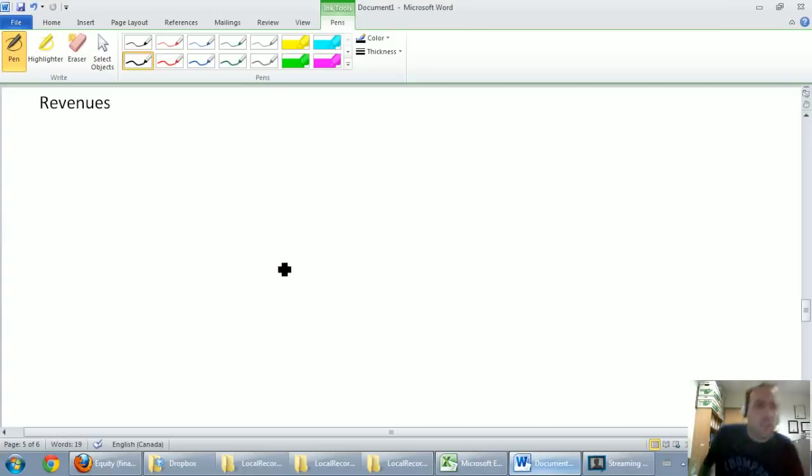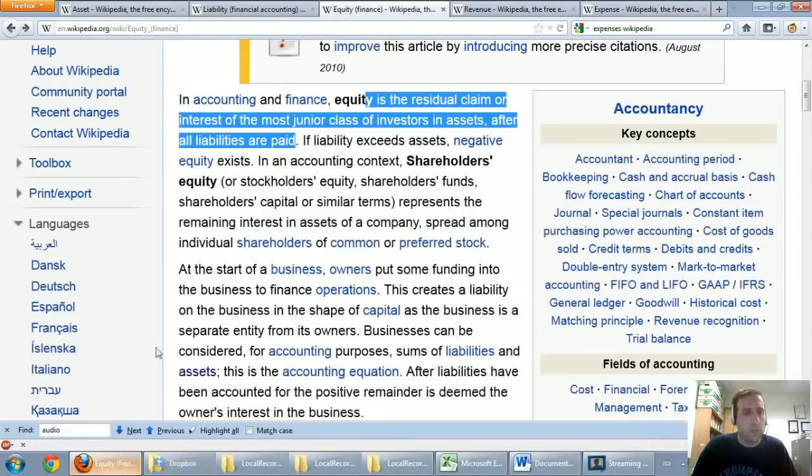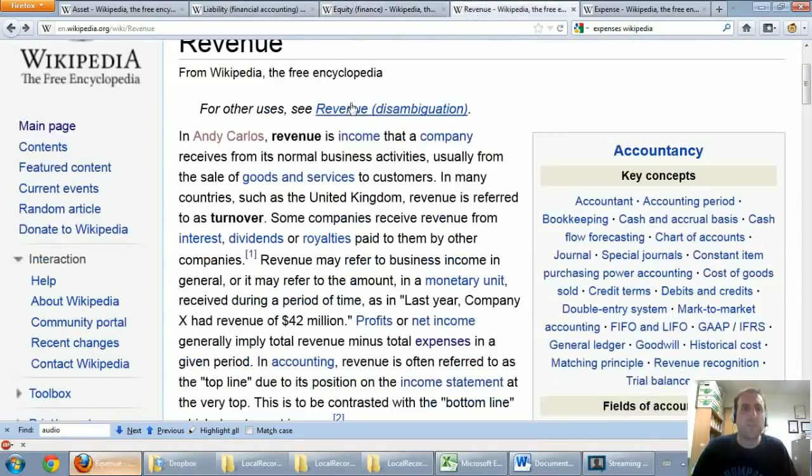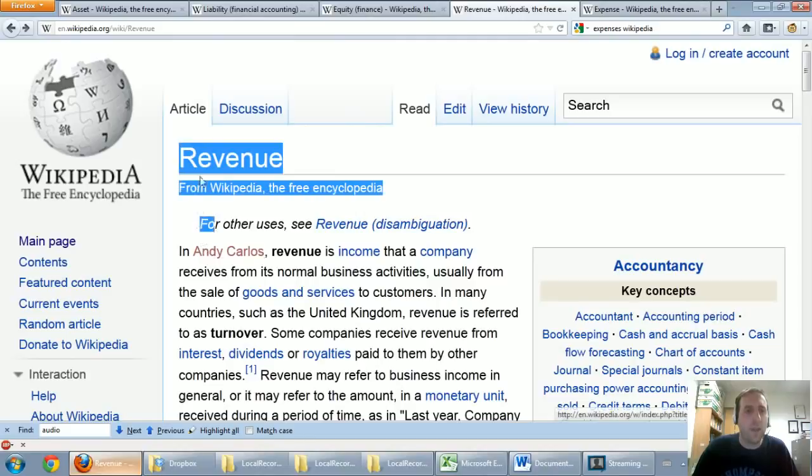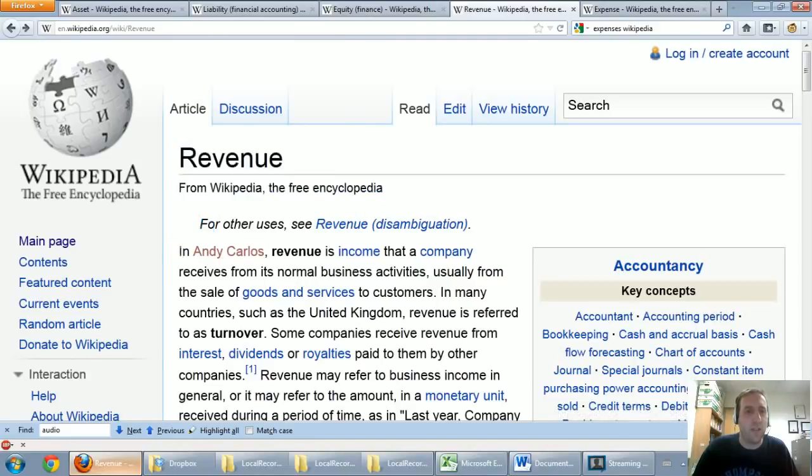The second to last definition I want to look at is revenues. You probably have a good idea of what revenues are, but let's quickly look it up on Wikipedia. I mentioned that Wikipedia is a good source. This one got vandalized. It says revenue, and then it says in Andy Carlos. So a guy named Andy Carlos vandalized this. It should say in accounting.